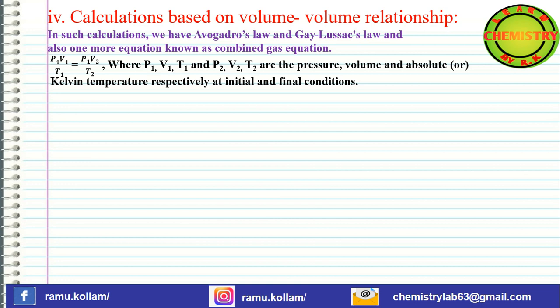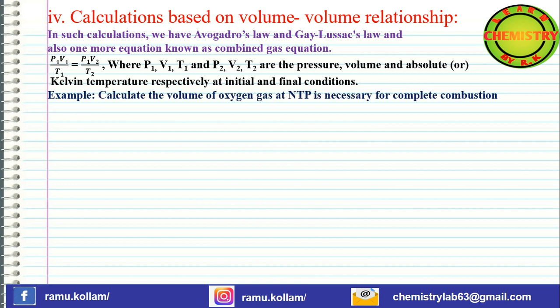With the help of the combined gas equation we can very easily find out the volume of the gases, the volume of the substances which we are going to find out. For example, calculate the volume of oxygen gas at NTP necessary for complete combustion of 20 liters of propane measured at 27 degrees Celsius and 760 mm of pressure. They have already given the temperature, that is the T value, and 760 mm of pressure, the P value. NTP means normal temperature and pressure.